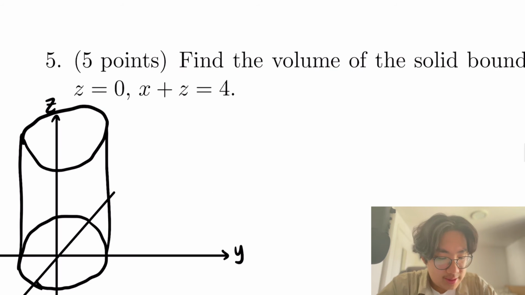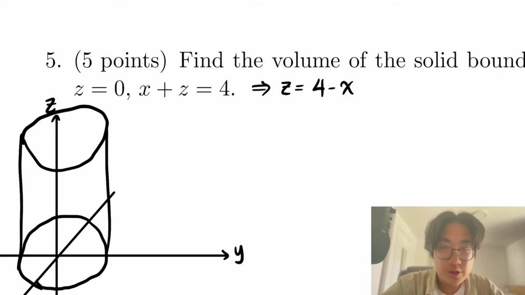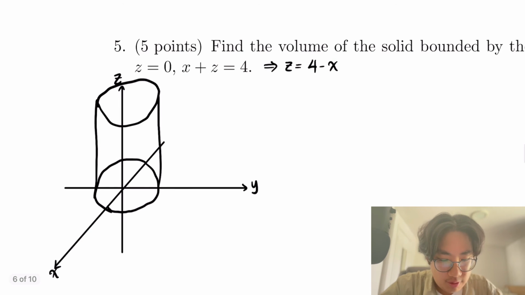We can first rewrite this as z is equal to 4 minus x, which actually turns out to be the function we're integrating over. Because again, in this situation, we want to find a function of x to integrate. Regardless, we can also sketch this out to see what it looks like. Hopefully you do recognize that it is indeed a plane.